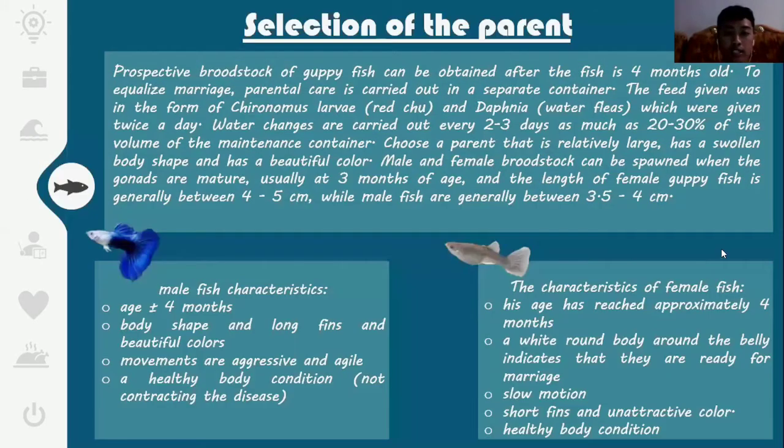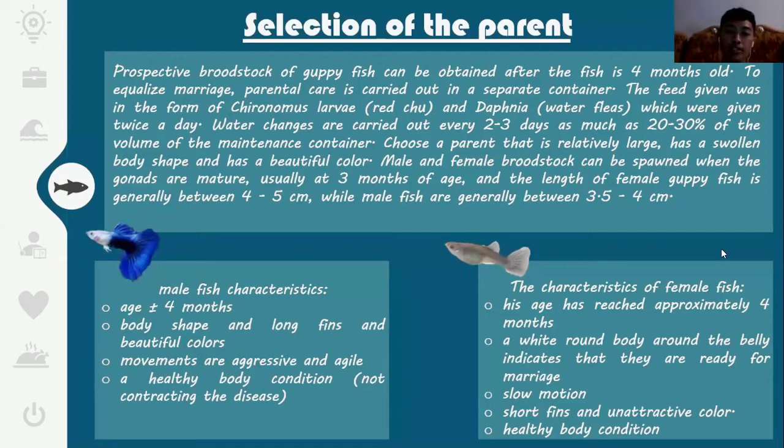Next, selection of the parent. Prospective broodstock of guppy fish can be obtained after the fish is 4 months old. To equalize quality, parental care is carried out in a separate container. The feed given was in the form of Chironomus larvae or bloodworms and Daphnia or water fleas, which were given twice a day. Water changes are carried out every 2 to 3 days, as much as 20 to 30% of the volume of the maintenance container.